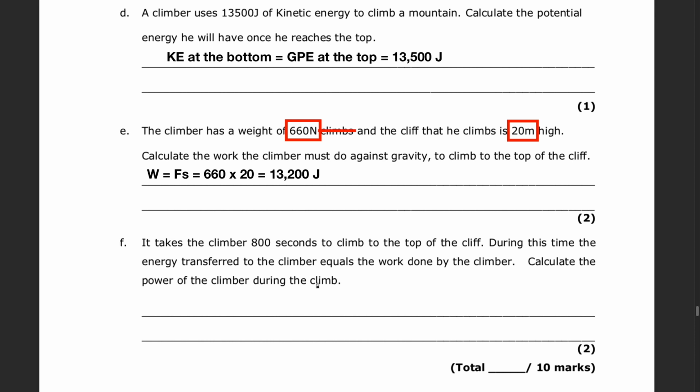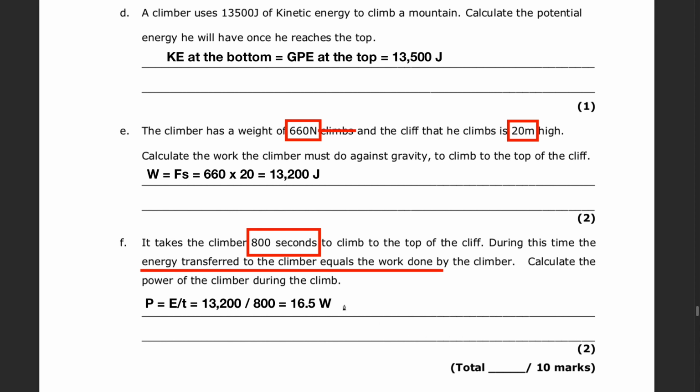For power, we have an equation, which is power equals the energy transferred divided by time. But we've been told in the question that the energy transferred to the climber is equal to the work done, and we've already found that in the previous question. We've also been told that it took him 800 seconds. So once again, we can simply plug in the values. The power here will be 13,200 divided by 800. That will give us an answer of 16.5 watts. And that concludes question 9.